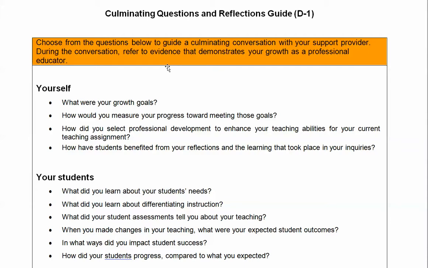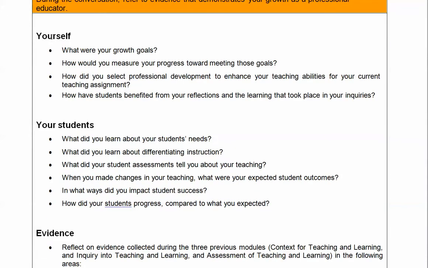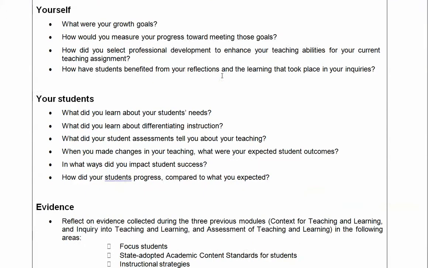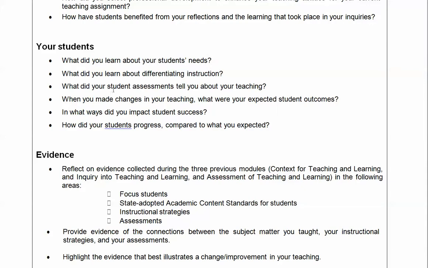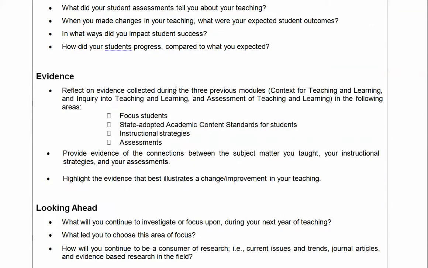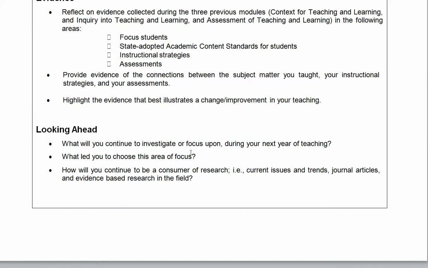Choose from the questions below to guide a culminating conversation with your support provider. During the conversation, refer to evidence that demonstrates your growth as a professional educator. So kind of how did you do this year? What were your growth goals? How did you meet those growth goals? What were your students' needs? What did you learn about your students' needs? And then your different evidence. And then looking ahead, you're going to think about what next year you would like to focus on.